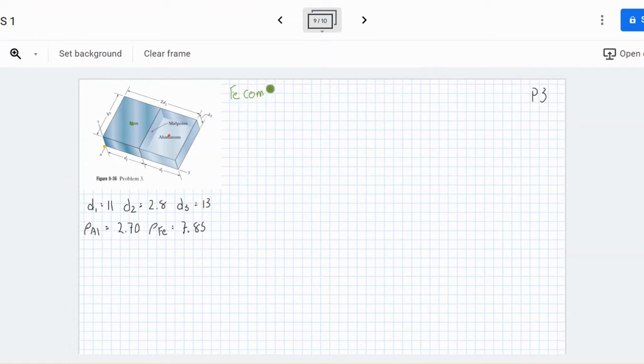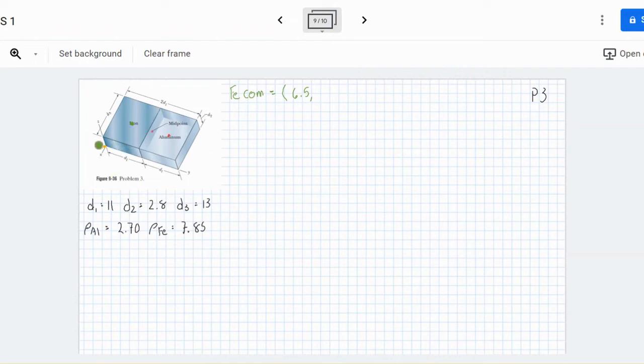Well, the iron center of mass is going to be, well, this is the x direction, is this way. So I know it's going to be halfway between here and here. That's halfway along D3. So D3 is 13. So the iron center of mass is going to be 6.5 in the x direction.